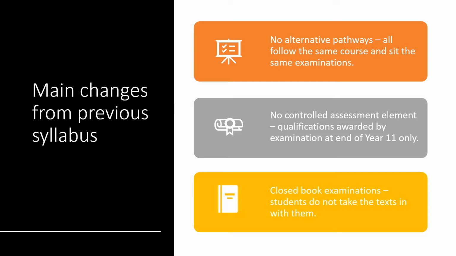And finally, and quite differently to previous courses, all the exams are closed book. So students are not allowed to take the text into the exam. They must learn and know those texts. In language and literature, there are some helping points. In the literature exam, for example, there are extracts from the text the students have studied, but they must be able to refer to the whole text and know quotations from those texts and from those poems in order to help them achieve the higher grades.